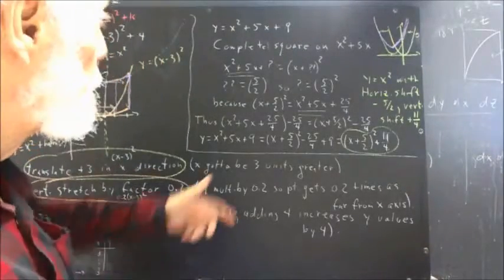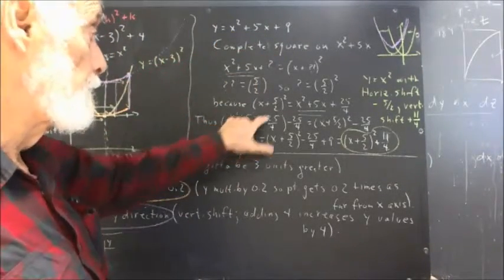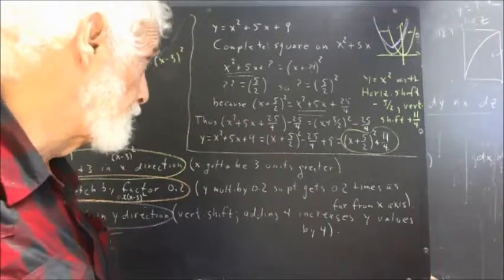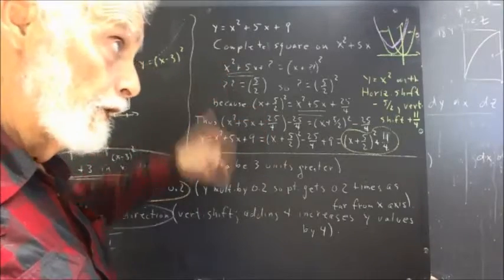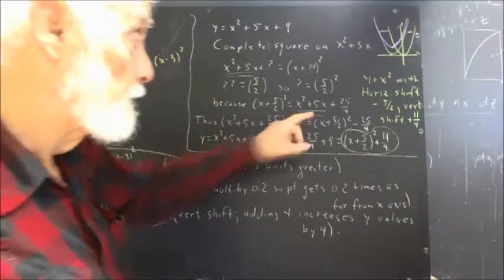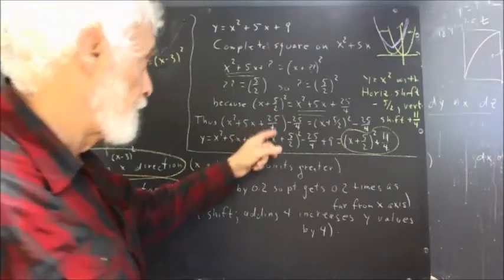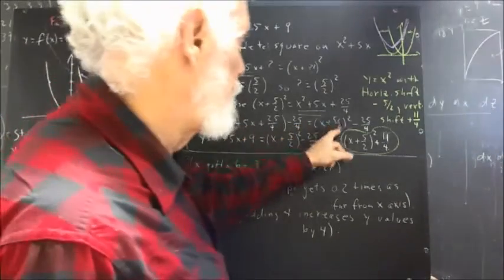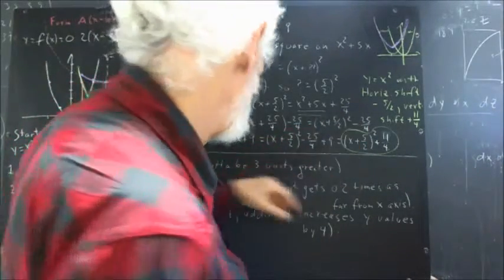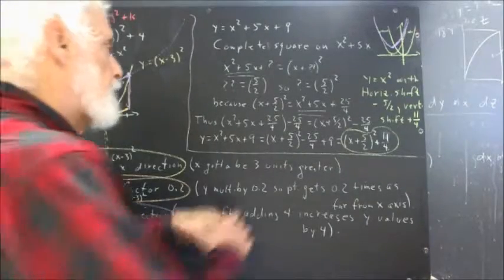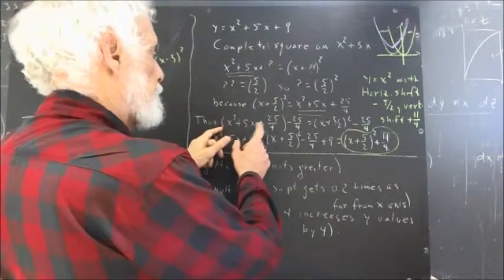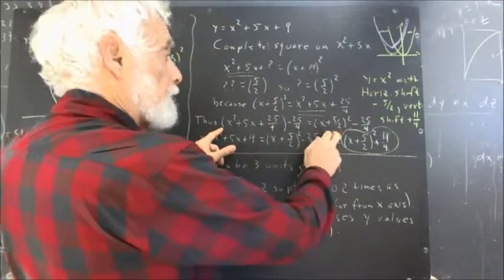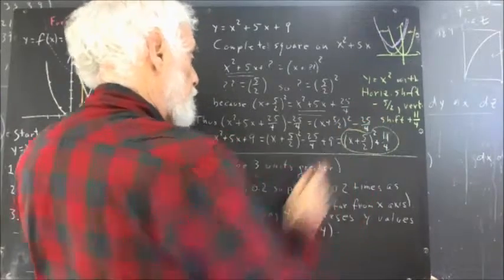If we add 25 fourths, that is going to give us x plus 5 halves quantity squared. So we take our x squared plus 5x and we add 25 fourths, so that we get our perfect square, x plus 5 halves quantity squared. But we just can't add this into the formula for the function unless we also subtract it. So having added it and subtracted it, we get x plus 5 halves quantity squared minus 25 fourths. So x squared plus 5x is equal to x squared plus 5x plus 25 fourths minus 25 fourths, and that's going to be x plus 5 halves quantity squared minus 25 fourths.